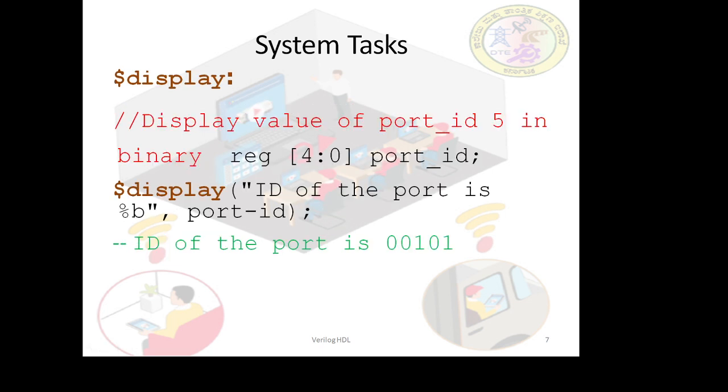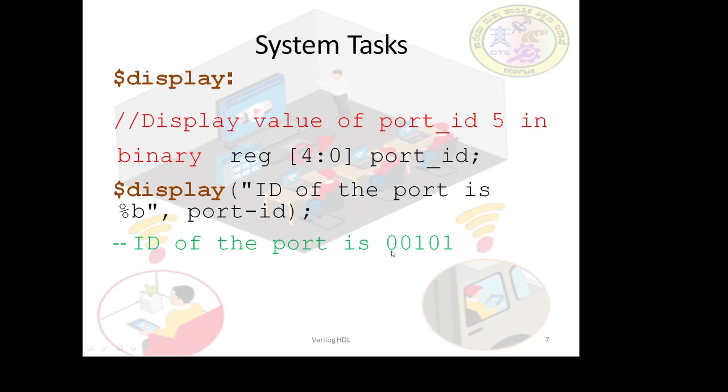This is another example for a value of port_ID, which is a 5-bit binary value. We write reg [4:0] port_ID; which informs that port_ID is capable of holding 5 bits of information. Now $display, within the double quotes, "ID of the port is" percentage B, whatever binary value we are trying to store.